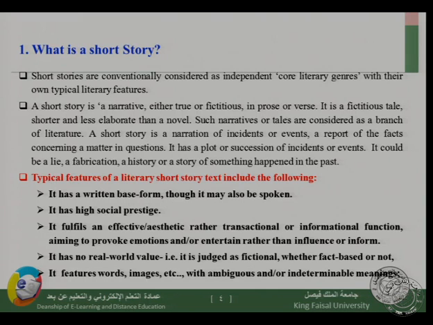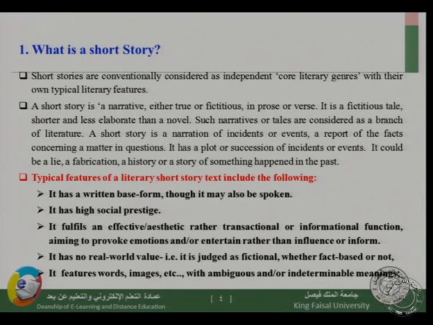Now, the main features of a short story: number one, it has to have a written base form. Although some among you might say, oh doctor, there are stories which are told only verbally. Okay, fair enough. But normally a short story, if you want to translate it, has to have a written base form. Now a short story has high social prestige. People like stories. People like to read stories, like to hear stories being told.